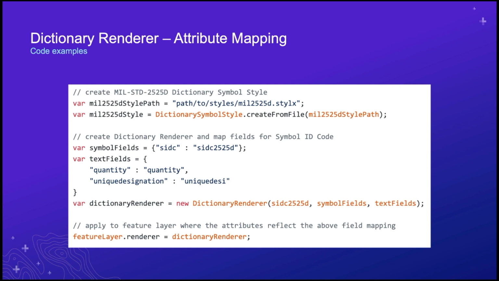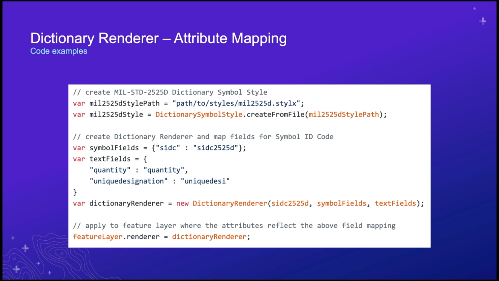Now the dictionary renderer is set up to look for very specific fields depending on the military symbology specification that it's using. For example, if you're working with mil2525C, you might have a symbol ID code, or if you're working with mil2525D, you may have a set of attributes that define what the symbol should look like. However, sometimes the data that you have may not reflect what the renderer is looking for. In this case, we'll use attribute mapping to tell the renderer what our data looks like.